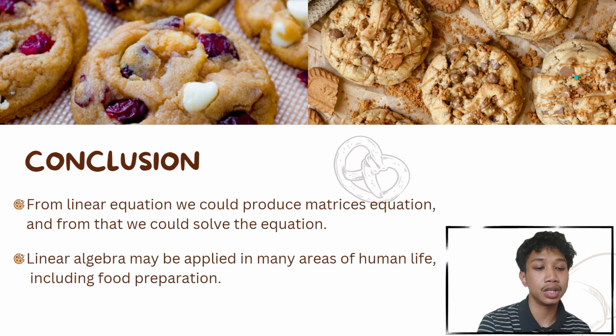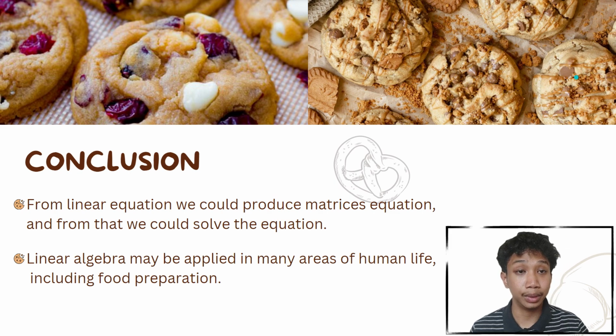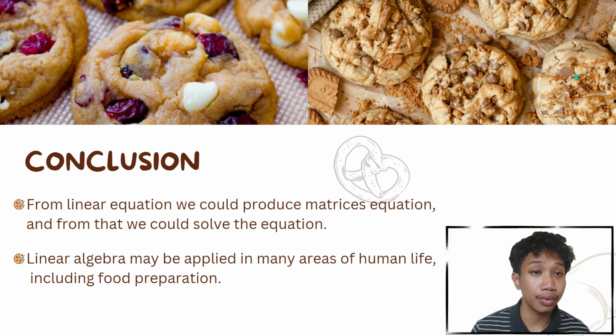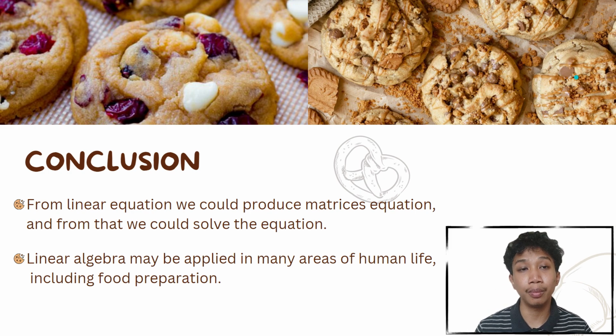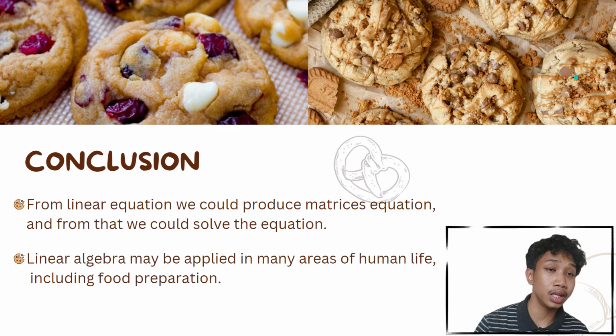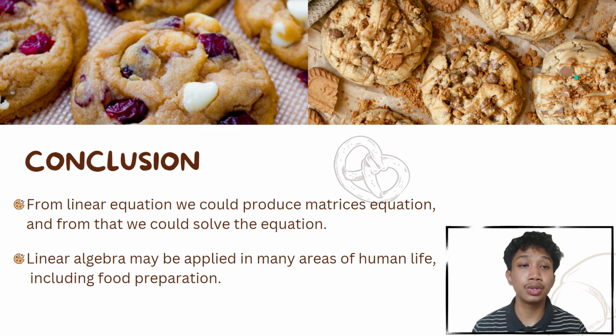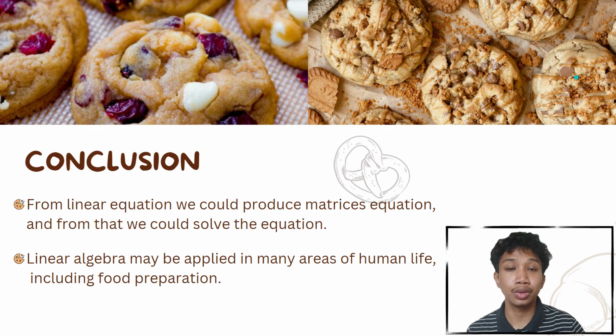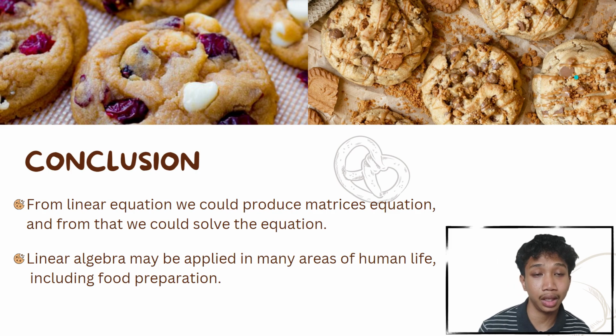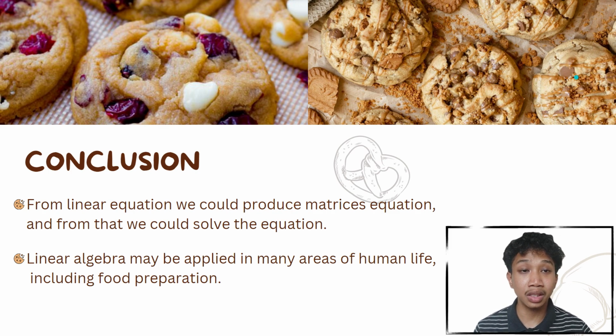So, from the linear equations, we could produce a matrix equation, and from that, we could solve the equation itself. It is very helpful because we could easily share the recipe with people, and also we could know the certain amount of price that we need to produce. It makes it easy for Faika to produce a certain amount of cookies and everything. So from this presentation, we could know that linear algebra may apply in many areas of human life, including food preparation. So that's all from us.